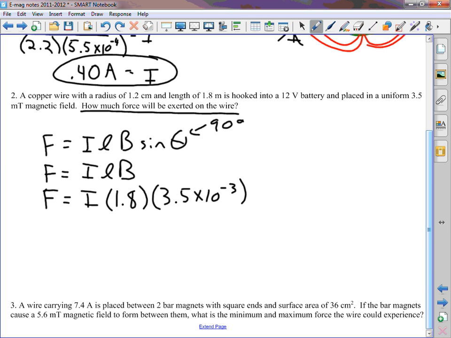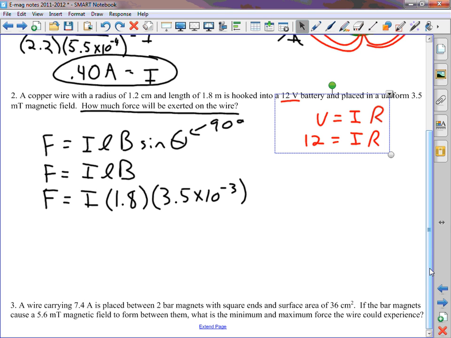What equations do we have for current? Well, we have Ohm's law, because I am told a voltage here. I've got V equals IR. That's 12 equals I times, now I hit another brick wall, I don't have R. So what can I use to solve for the resistance of this wire, so then I can plug into this equation and solve for current, and plug in over here?